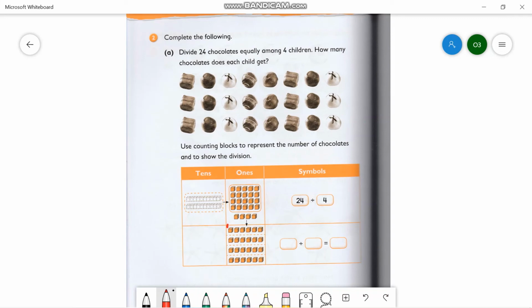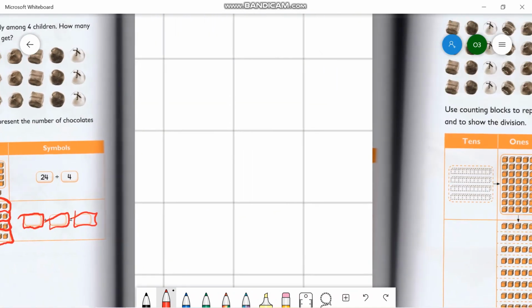Now here, it's already grouped. Okay, 1, 2, 3, and then 4. So how many blocks are there in each group? These blocks represent the chocolate. Okay, 24 divided by 4 is how many? So you just fill in these boxes. Okay, right. Let's move on.